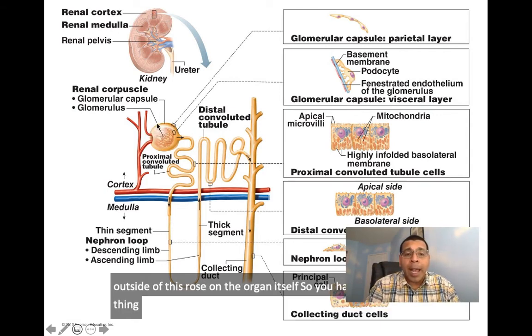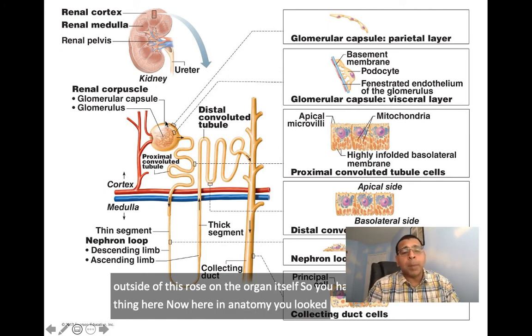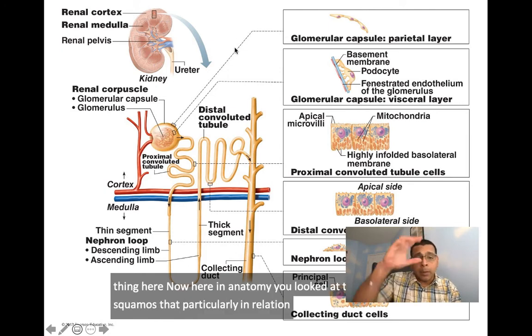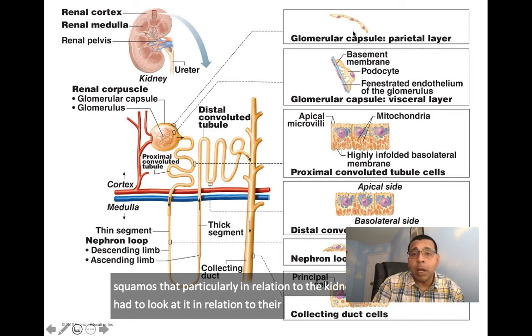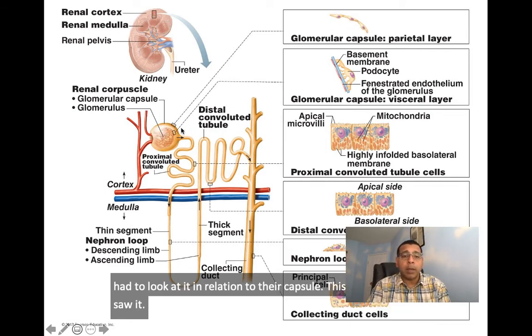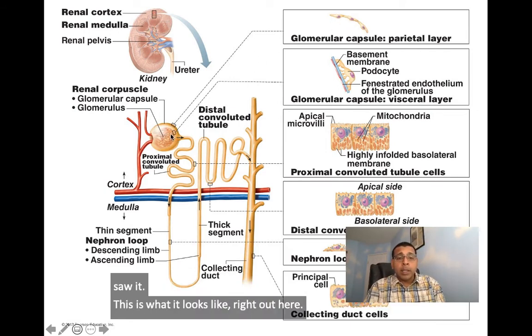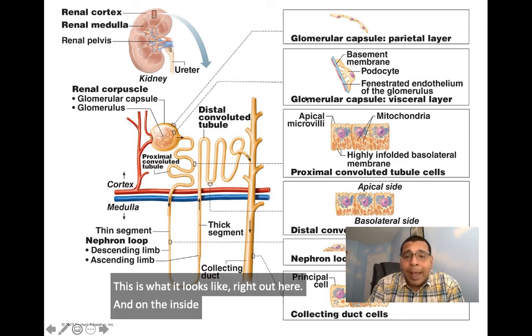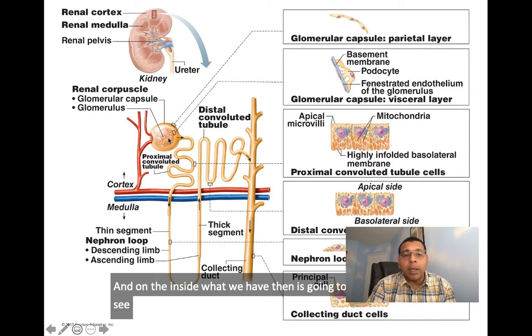Now, here in anatomy, you looked at the simple squamous epithelium in relation to the kidneys, and you had to look at it in relation to the capsule. This is where you saw it. This is what it looks like right out here. And on the inside, what we have is, you can see here, our blood filtrate membrane.